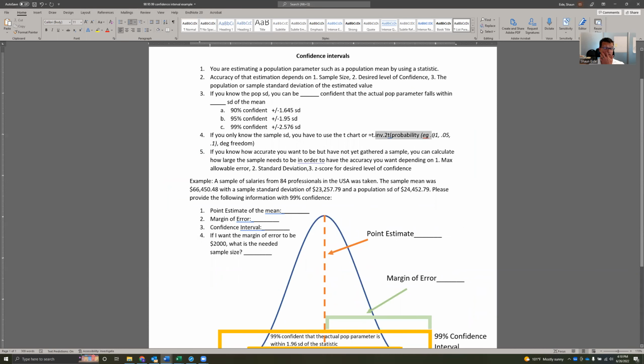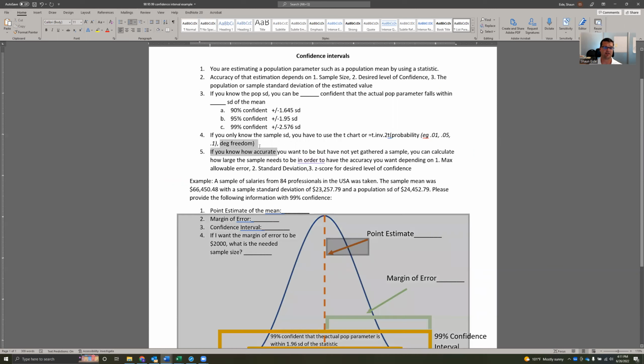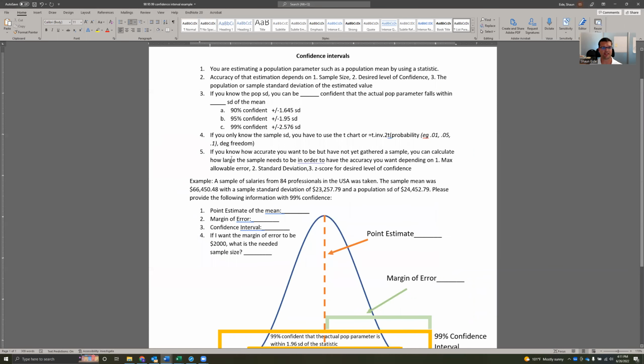So if you don't have the population standard deviation, then instead of the z-score, you use T.INV.2T. And then for the probability, you use 0.01 for 99%, 0.05 for 95%, and 0.1 for 90%. And then the degrees of freedom, which is n-1 for this.